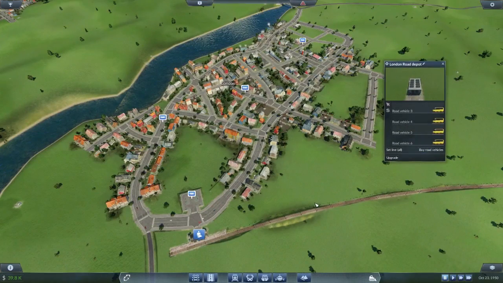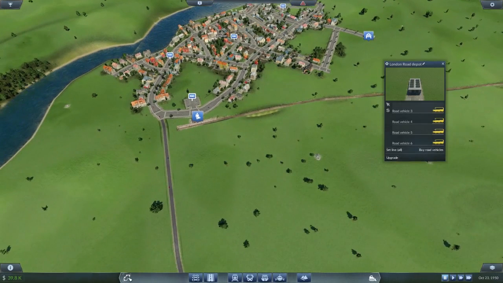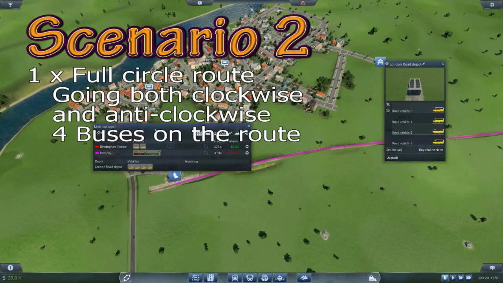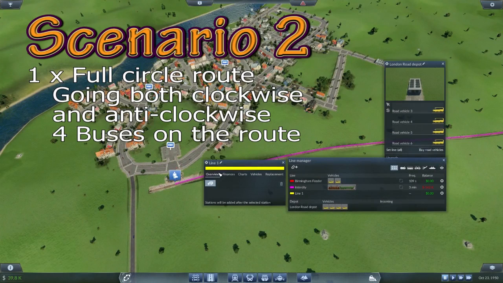Okay, so here we are again. Still got the same 4 vehicles lined up in the depot, ready to take on London Town, and the Birmingham feeder and the intercity train line are all in place again. But this time our route, rather than the 2 routes, one clockwise, one anti-clockwise around London, we will do it all as one route which goes in both directions.